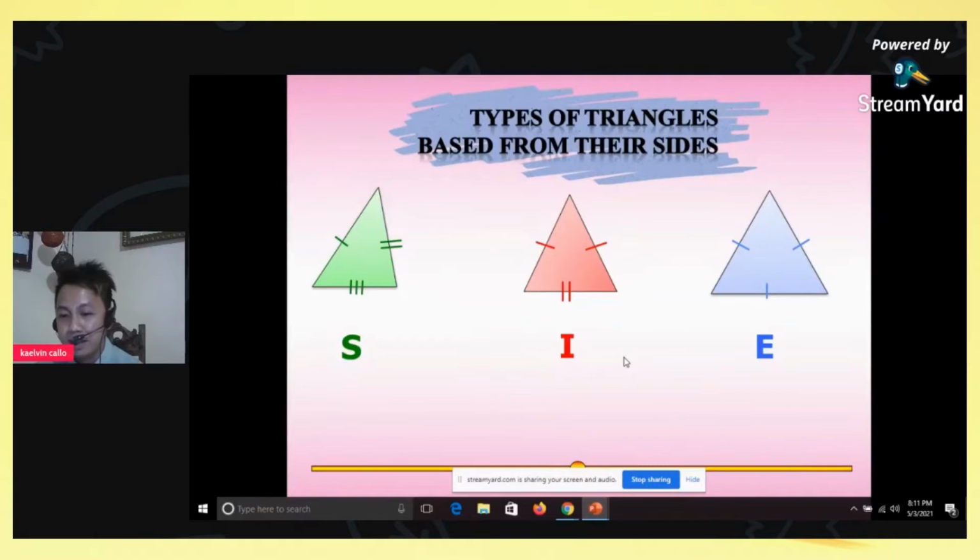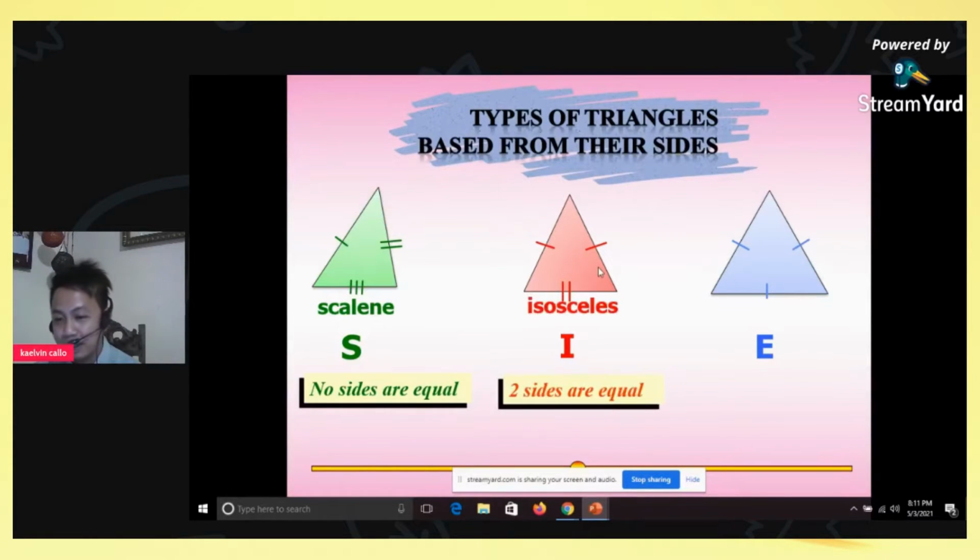Types of triangles based on their sides. So can you name the first triangle, this one, the green one? It is the scalene. No sides are equal. How about the second one, the red one? It is the isosceles. So two sides are equal. So if this side, can you see my cursor? If this side measures 8 meters, therefore its congruent side also measures 8 meters.